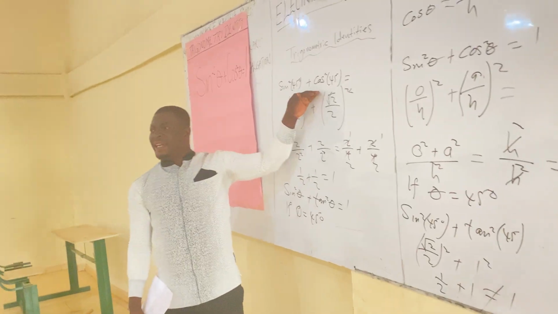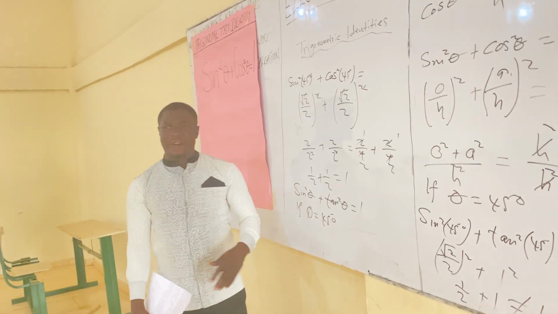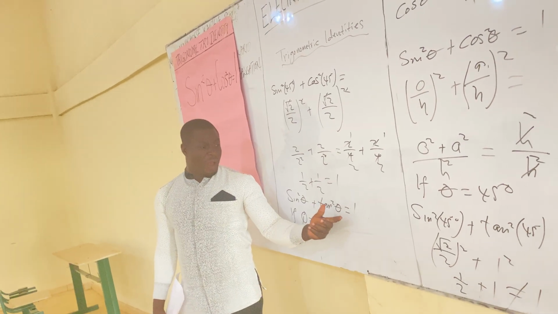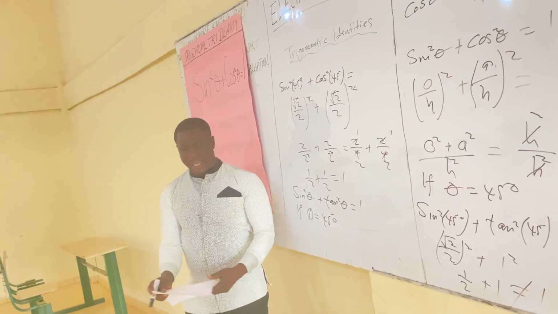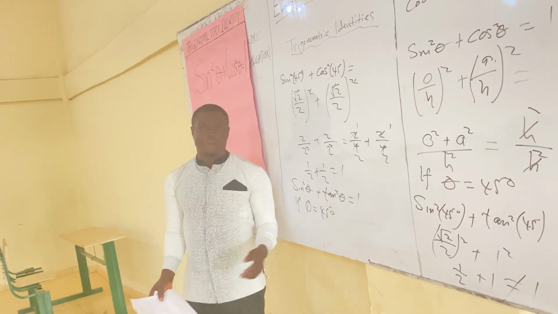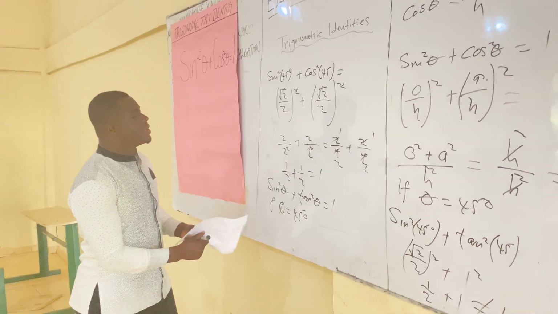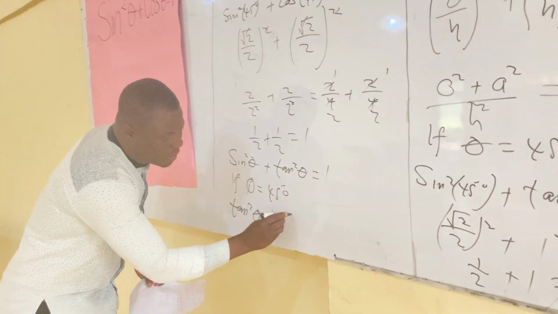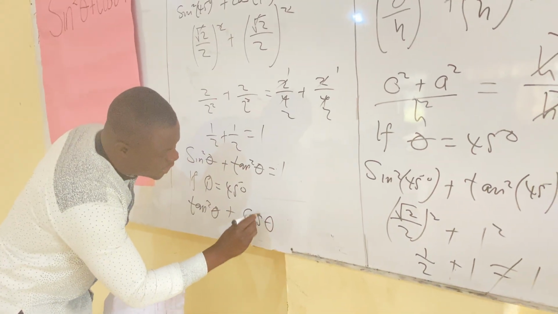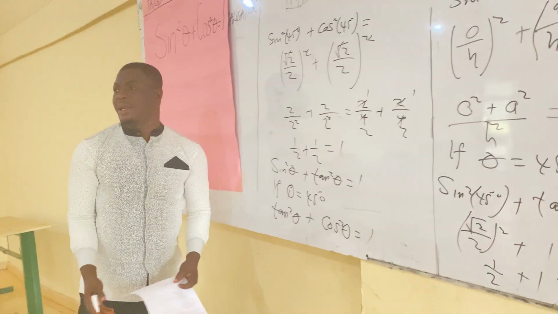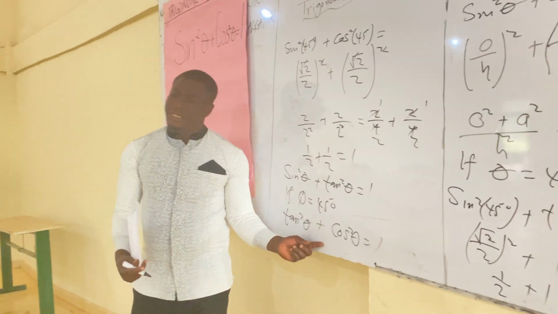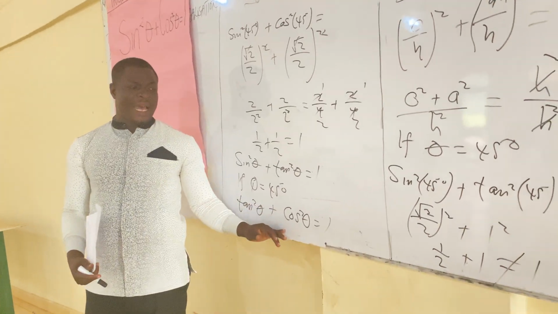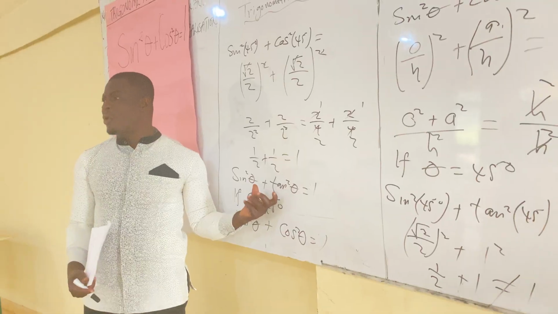Because of this particular identity, students will usually overgeneralize. You think that adding this, you are going to get 1. And another one that students usually overgeneralize is, if you pick tan square theta plus cos square theta, you are going to get 1. If you prove this one, the result will not give us 1. So you realize that these two identities do not hold.